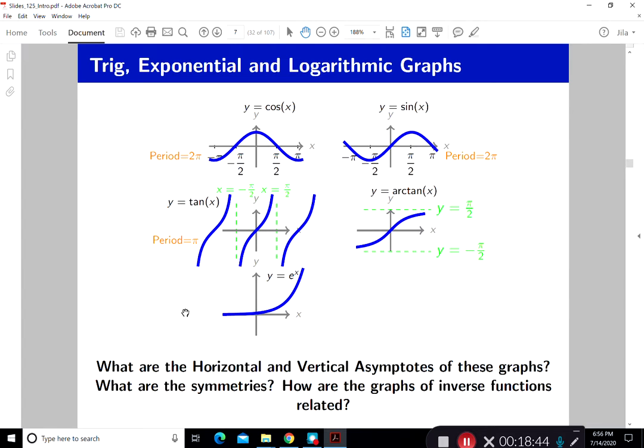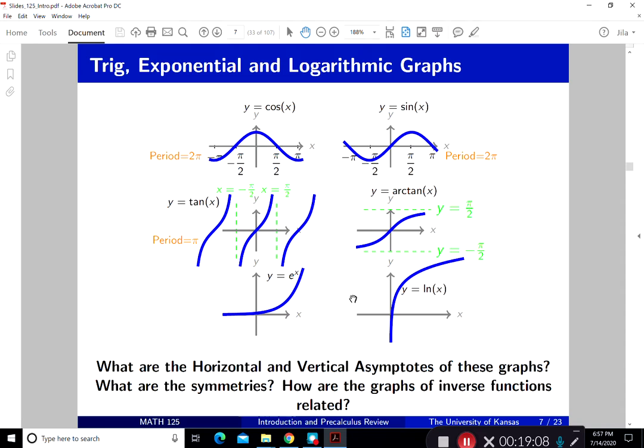And then other functions, here's an exponential, y equal to e to the x. As the exponent goes toward negative infinity, there is a horizontal asymptote, y equal to 0 for e to the x. And so you're expecting the inverse to have a vertical asymptote. Because e to the x has a horizontal asymptote, y equal to natural log of x basically has a vertical asymptote at x equal to 0.